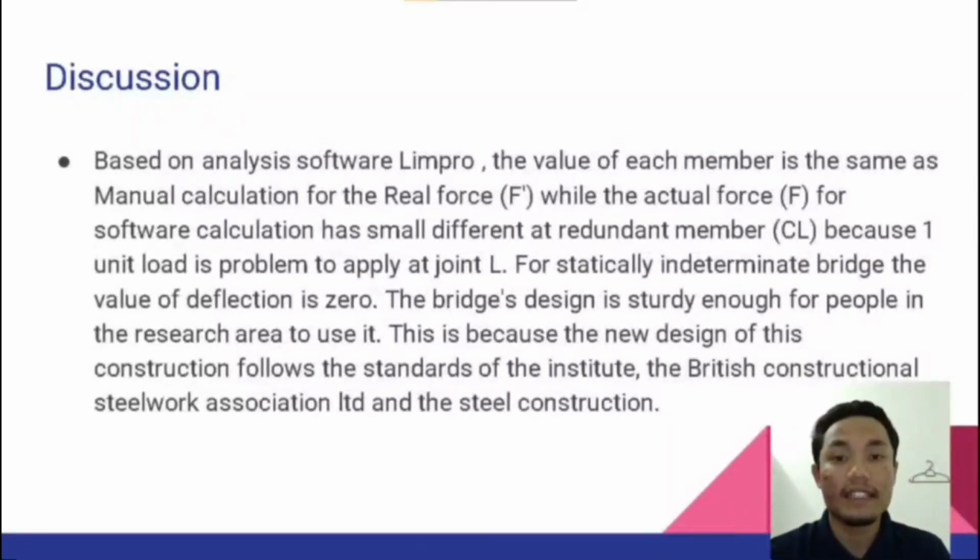For a statically indeterminate bridge, the deflection value is 0. The bridge design is studied enough for people in the research area to use it. This is because the new design of this construction follows the standard of the British Constructional Steelwork Association Steel Construction. That's all for me. Thank you.